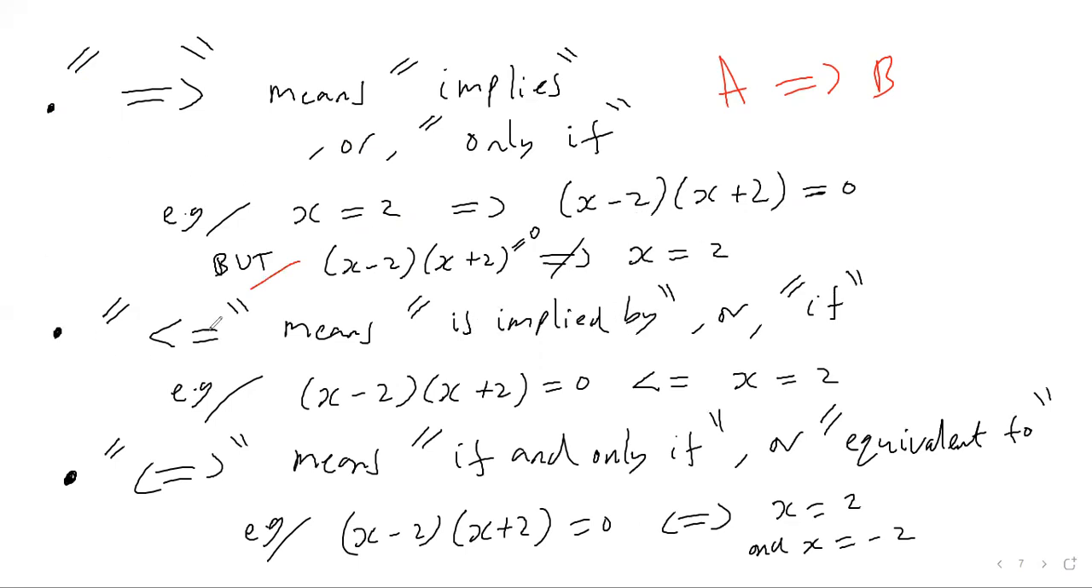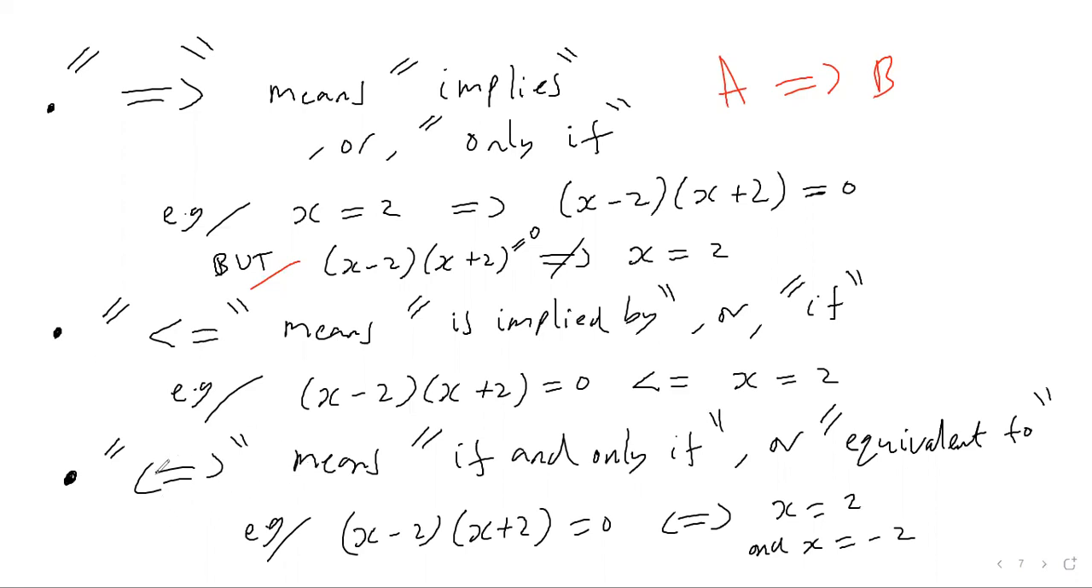This next symbol, this backwards arrow, means is implied by, or it means if. Again, if you've got x minus 2 times x plus 2 equals 0, then that is implied by the fact that x equals 2. So it's just the reverse of what we set up here. But again, x minus 2 times x plus 2 equals 0 does not imply that x equals 2. It implies that x equals 2 and x equals negative 2 as well. So you can't write this arrow in the reverse direction.